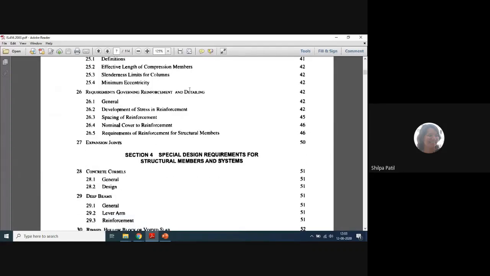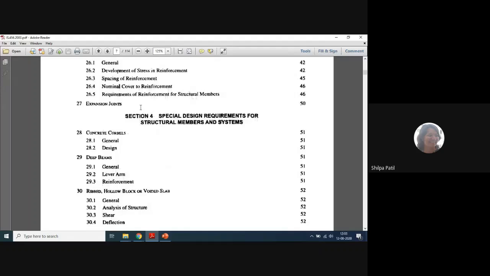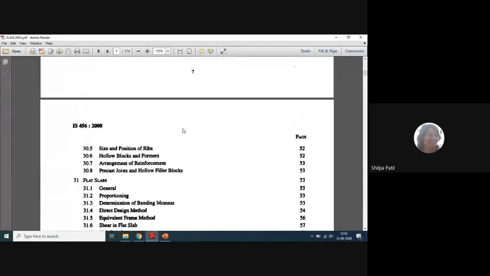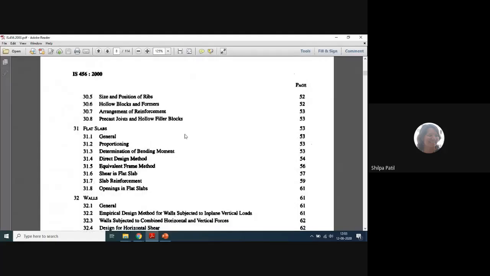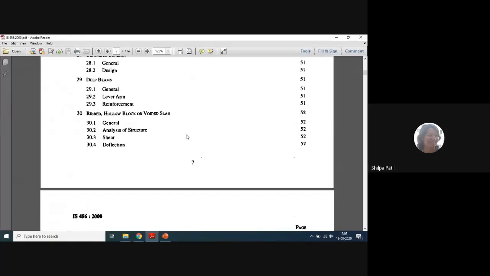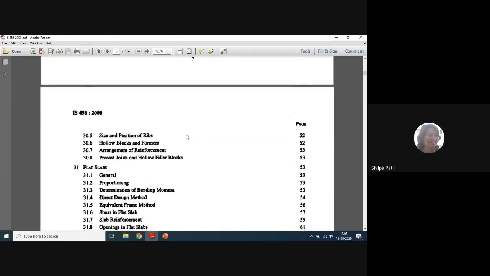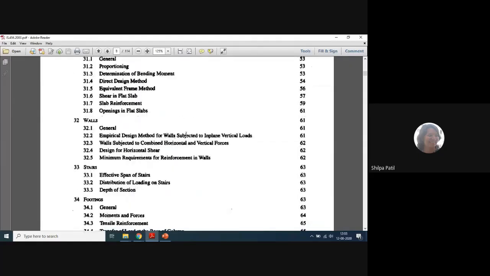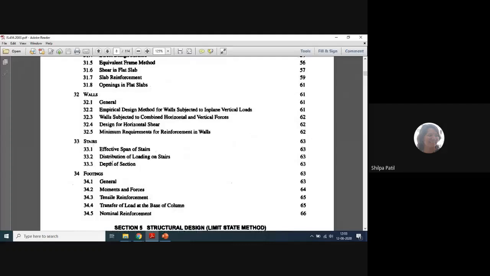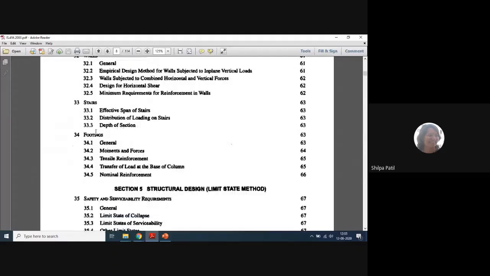Okay. Then special design requirements are given in section 4, which we will not require because we are not learning how to design a flat slab or how to design a ribbed slab, deep beam. This is not included in this particular subject. But staircase, yes, you will require the staircase concept. You will require footings. So again, you need to deal with the page number 63 and 66.